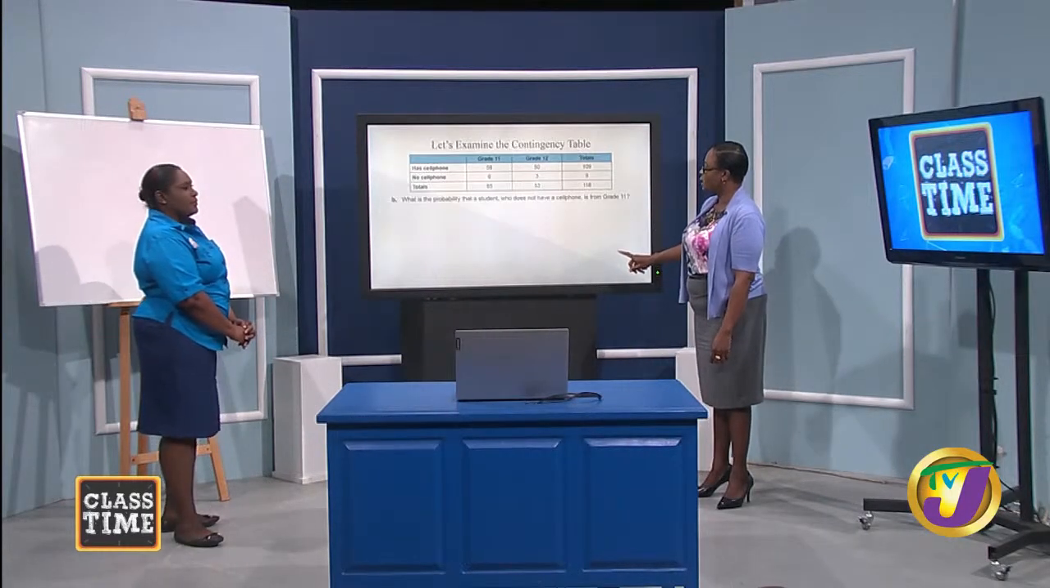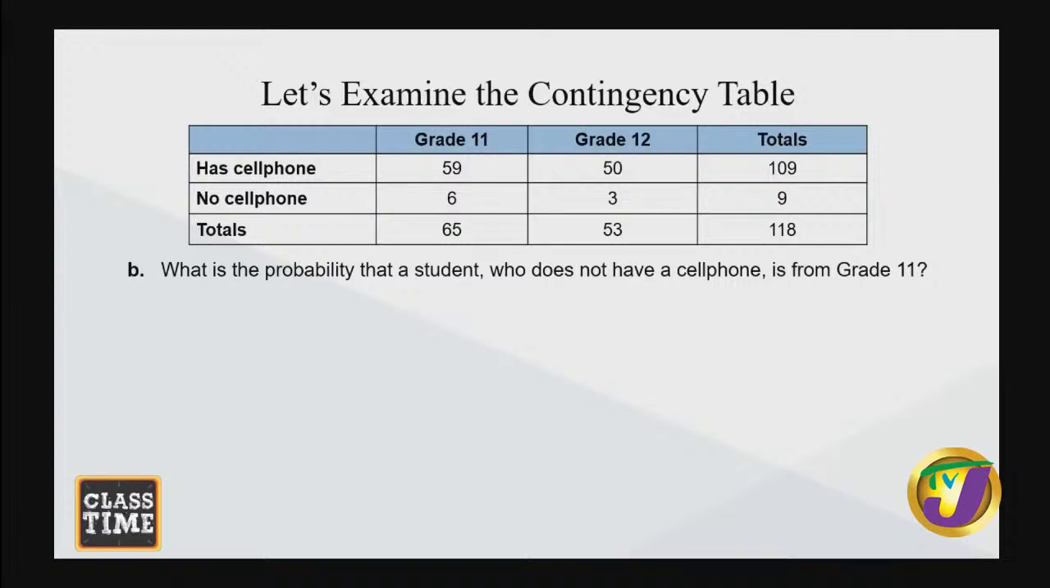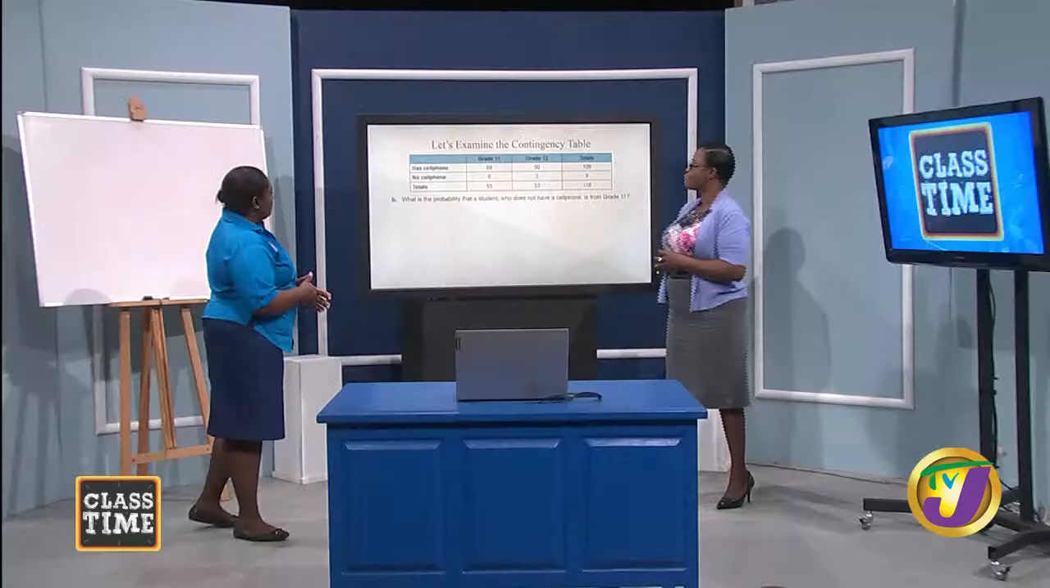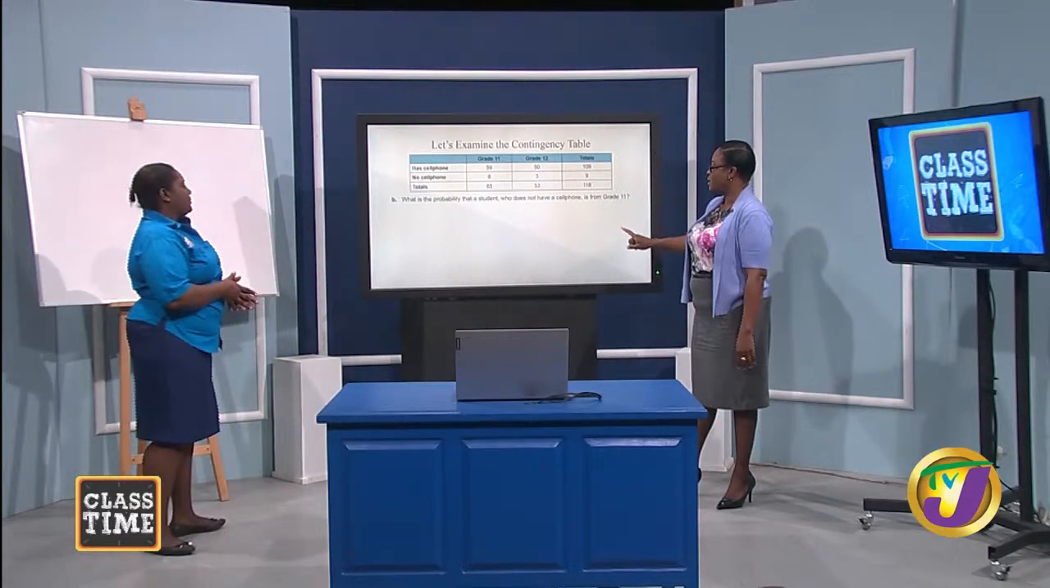Okay. The second question was, what is the probability that a student who does not have a cell phone is from grade 11? So you don't have a cell phone, and you are in grade 11. Right, so no cell phone, grade 11, we're looking at 6. And the total number of grade 11 students, the total sample space, would be 65.